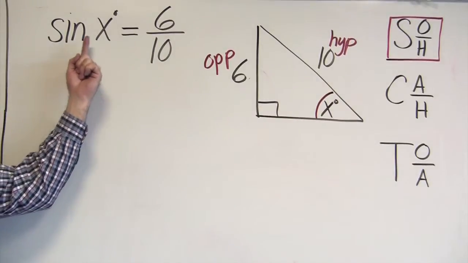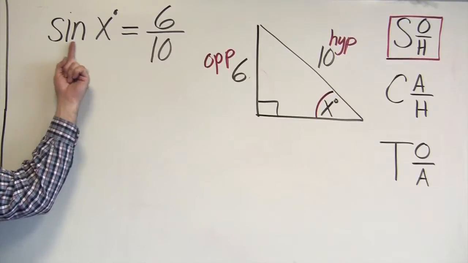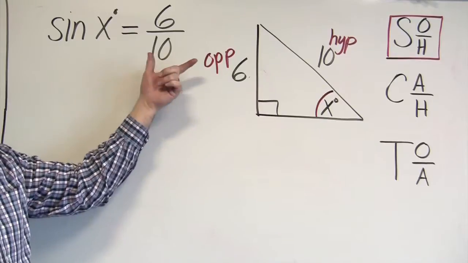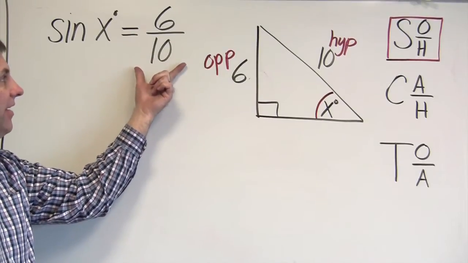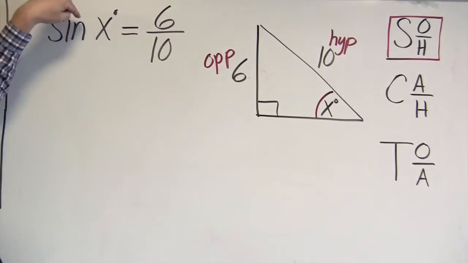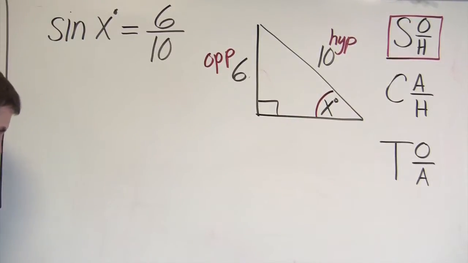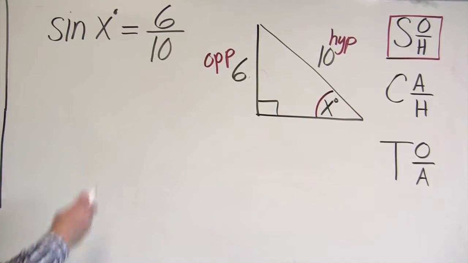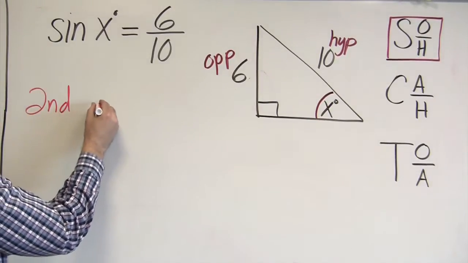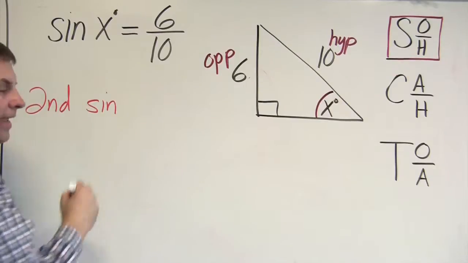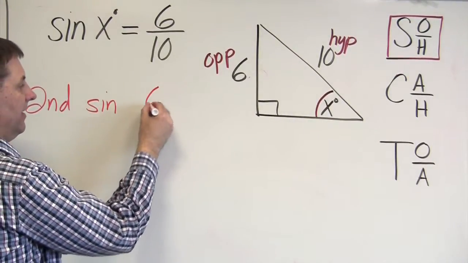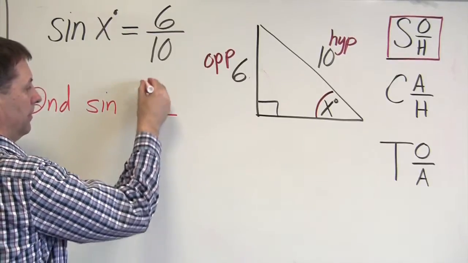This is not sine times x. This is we're taking the sine of x, and we get this ratio. Well, this ratio is already plugged into your calculator, so what we have to do is find it. We're going to unsign this value right here. We're going to do the inverse. On your calculator, that's second sine. And if you're using a graphing calculator, all you have to do is enter 6 divided by 10.